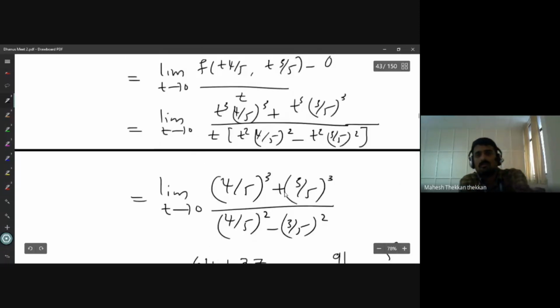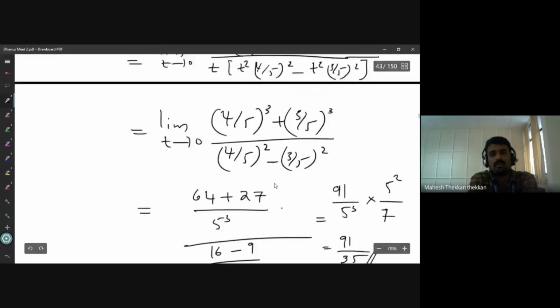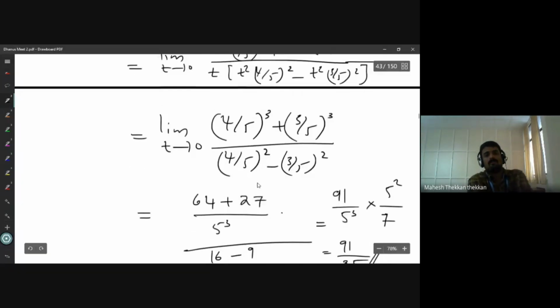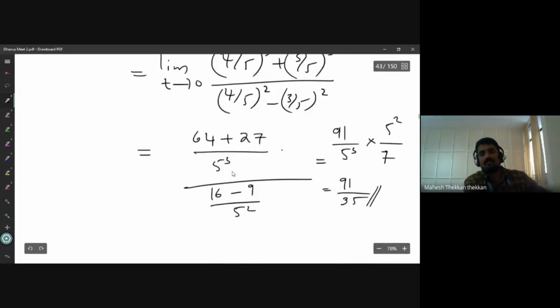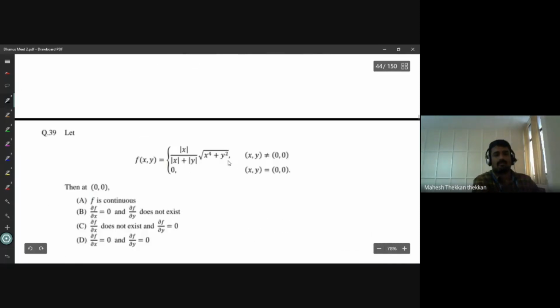So here t cube you can take outside. Here also t square term is there. Here t is there, so the total t cube will go. So totally you will get (4/5)^3 plus (3/5)^3 divided by (4/5)^2 minus (3/5)^2. So that you can compute. I think it is 91 by 35.